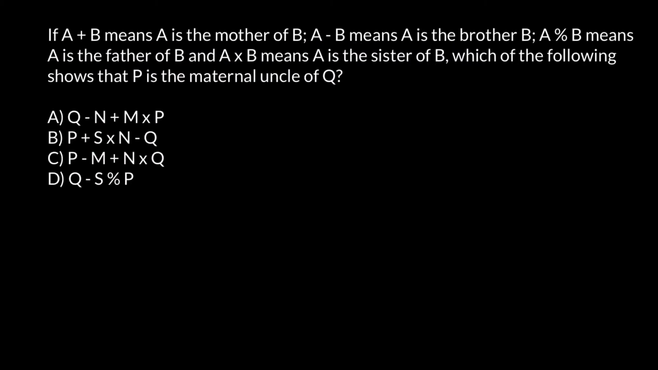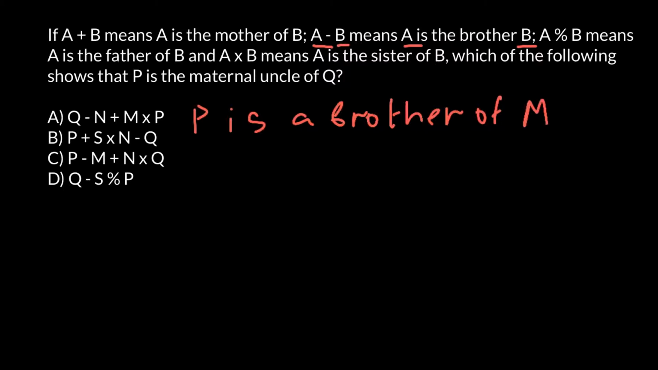Now let's check variant C. P minus M. A minus B means A is a brother of B. So P minus M means P is a brother of M. Next, let's check M and N. A plus B means A is a mother of B. So M plus N means M is a mother of N.